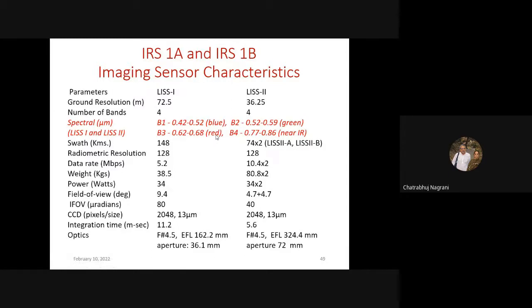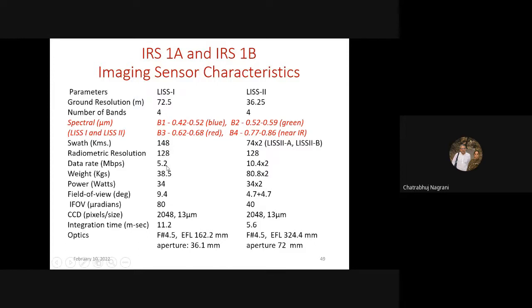So I am seeing a strip of 150 kilometer wide swath or strip across the path of the satellite. So 148 kilometer, and the next pass or third pass, I'll see another 148, and that way I will cover the entire area. That is why it takes time.